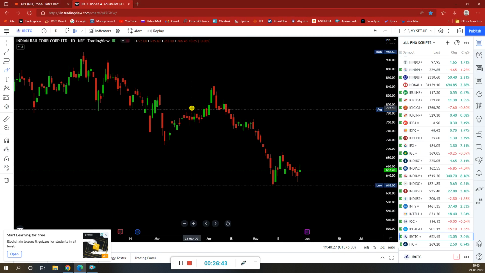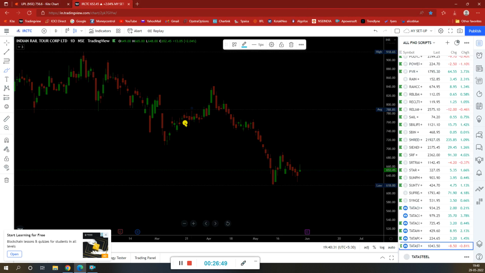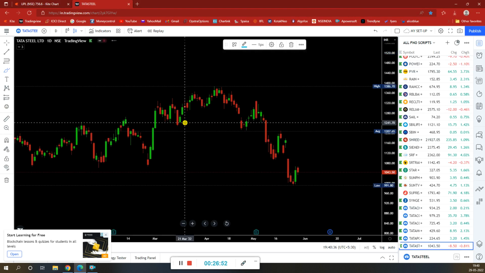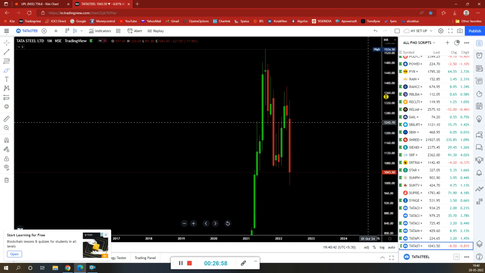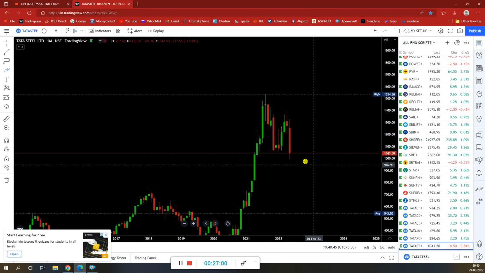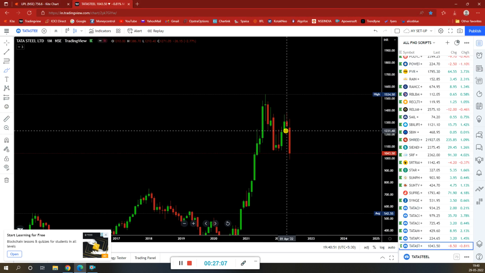Let's open Tata Steel. Okay, this is Tata Steel's chart. We go to month. Now look at this. This is what I'm talking about here. This is what the logic is. This is last month high. What was the last month high? 1386.70. This was the last month high.